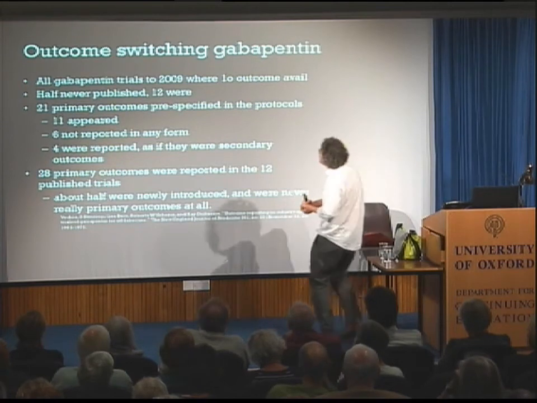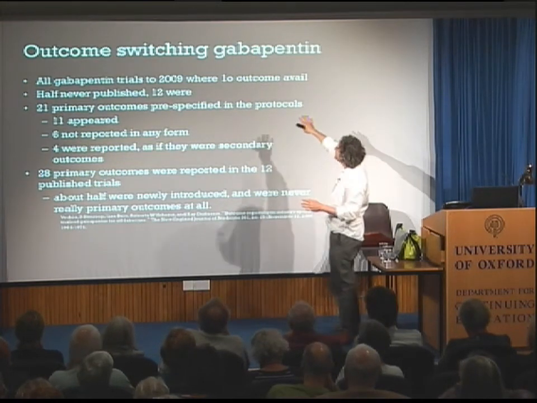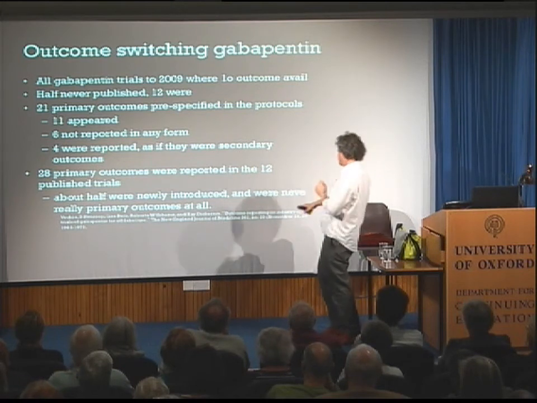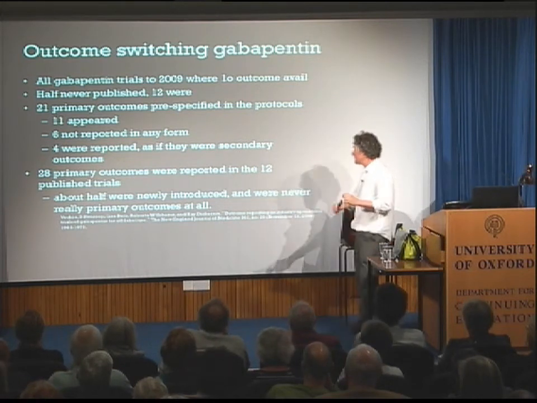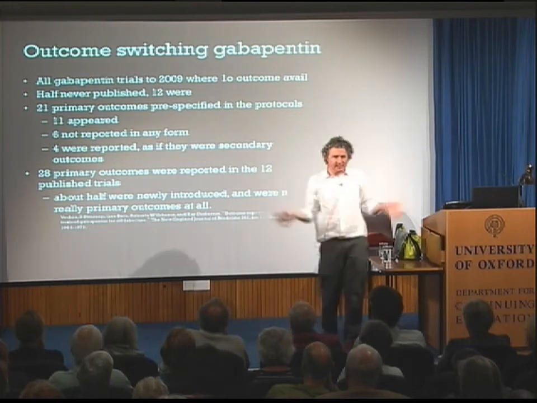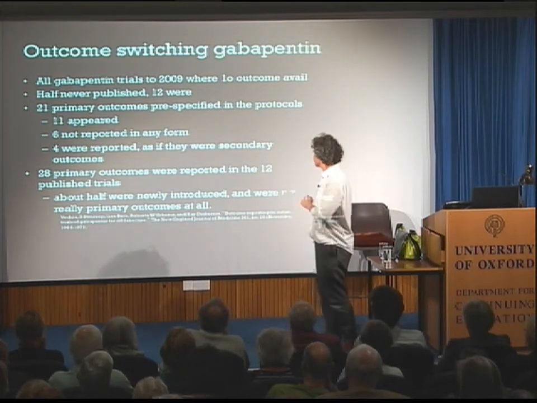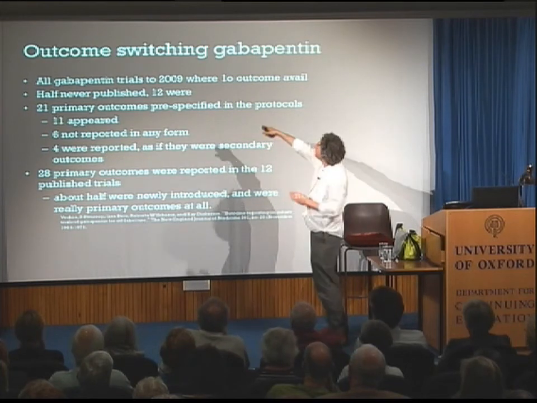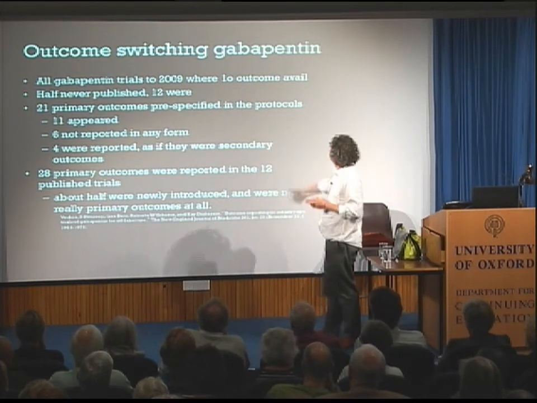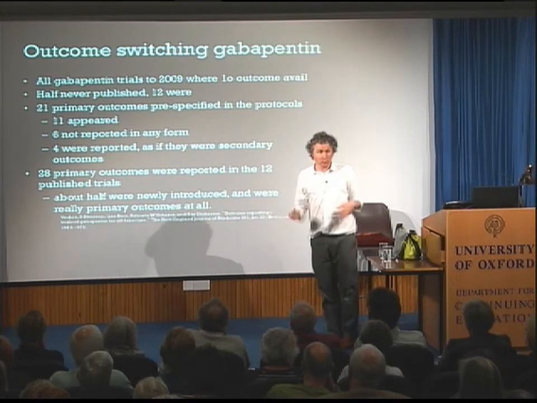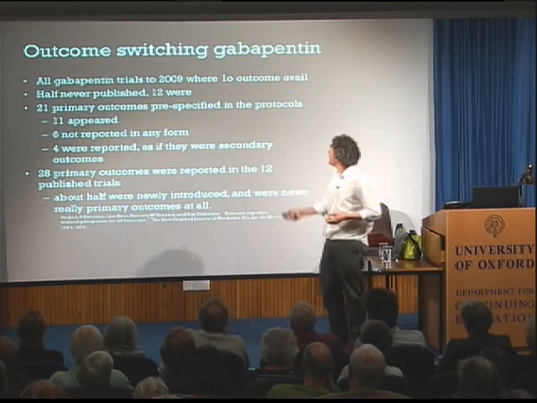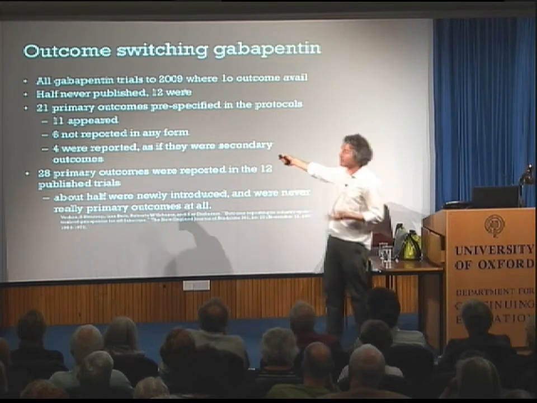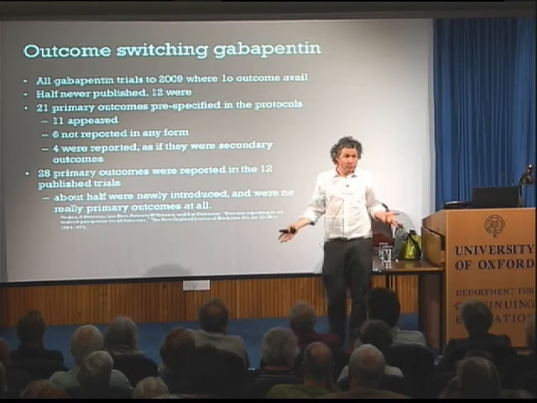So, for example, all of the gabapentin trials up to 2009 were reviewed by Kay Dickerson and a bunch of others in 2009, New England Journal paper, biggest journal in the world, very exciting. Everybody's excited to get in the New England Journal. So they looked at all the trials that have been done on gabapentin up to 2009, where you could see what the primary outcome was pre-specified as being. Half of the studies were never published. 12 were. That's business as usual, by the way.